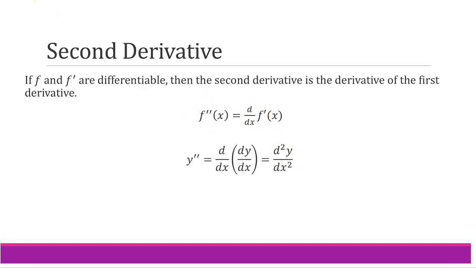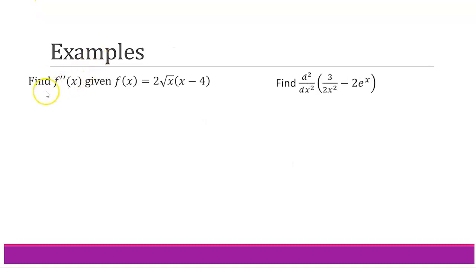Let's look at some examples. Find f double prime of x, so find the second derivative of f with respect to x, given f of x equals 2 times the square root of x times the quantity x minus 4. So here we're going to have to find the derivative 2 times. We want to apply the power rule in this case, but to do so we're going to need to distribute the 2 radical x to each term in the binomial x minus 4, because we need all of our terms added or subtracted only in order to use that power rule.